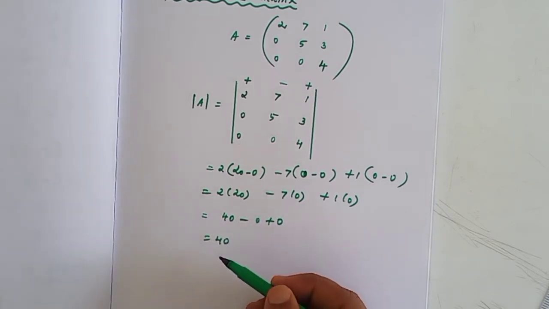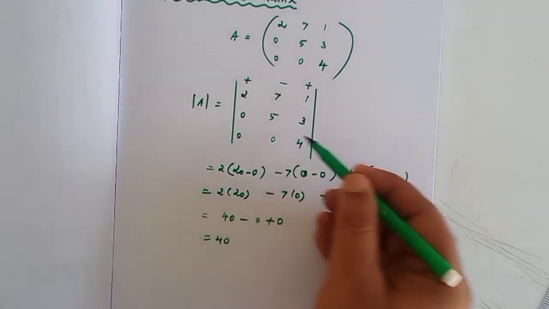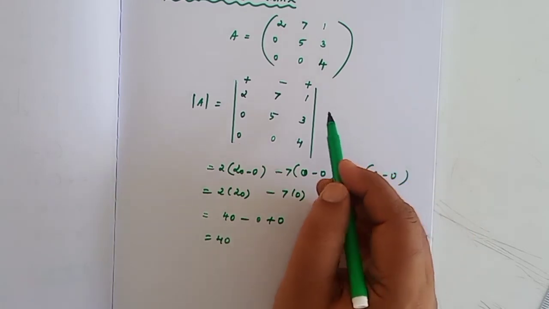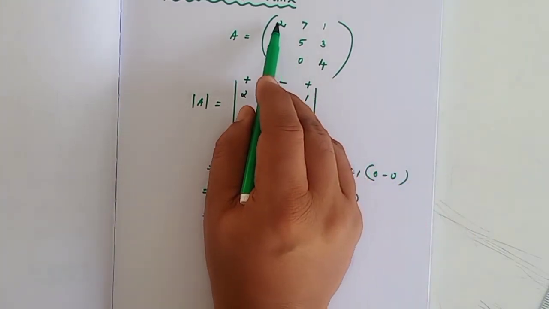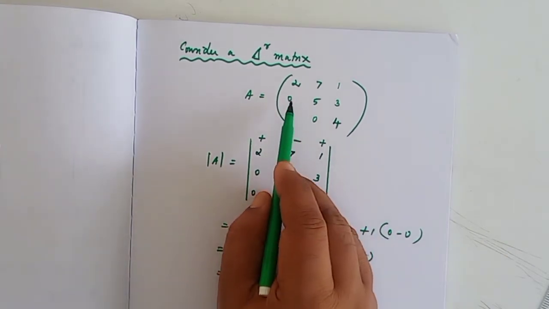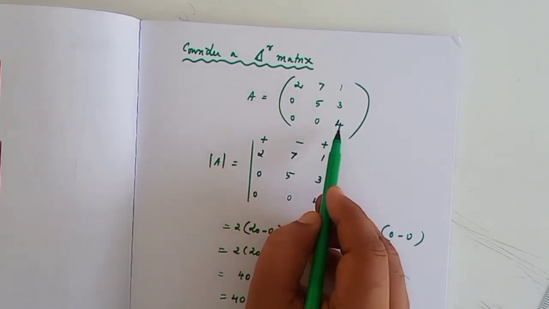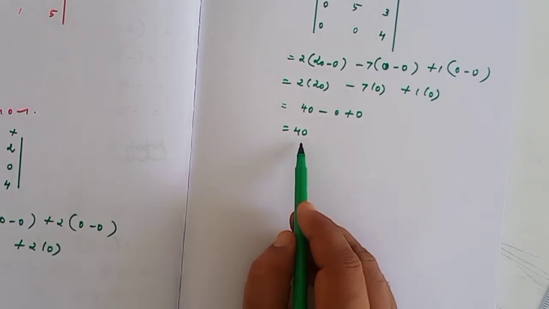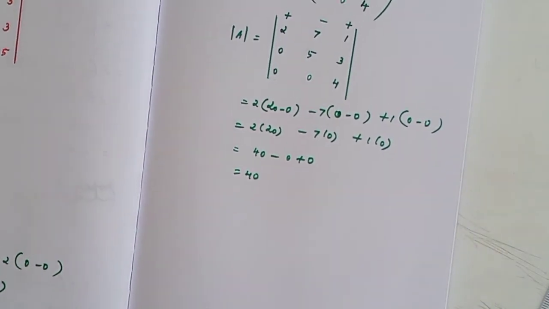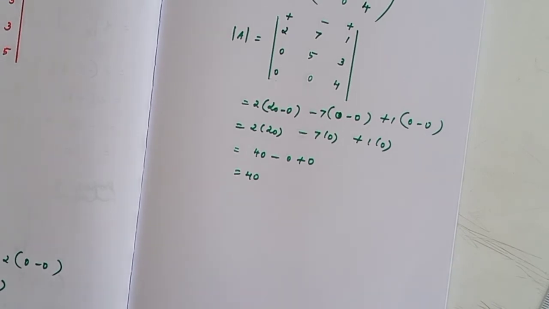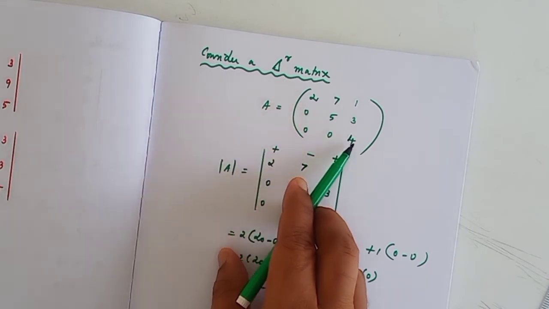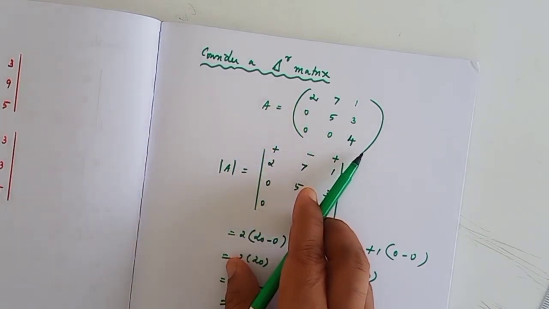For finding this determinant value, you need not expand the determinant. If it is a triangular matrix, according to that note, you just multiply the main diagonal elements. You will be getting the determinant value. Look at that: 2 5s are 10, 10 into 4, 40. So again I tell you, if it is an upper triangular matrix or lower triangular matrix, for getting the determinant value, you just multiply the main diagonal elements only.